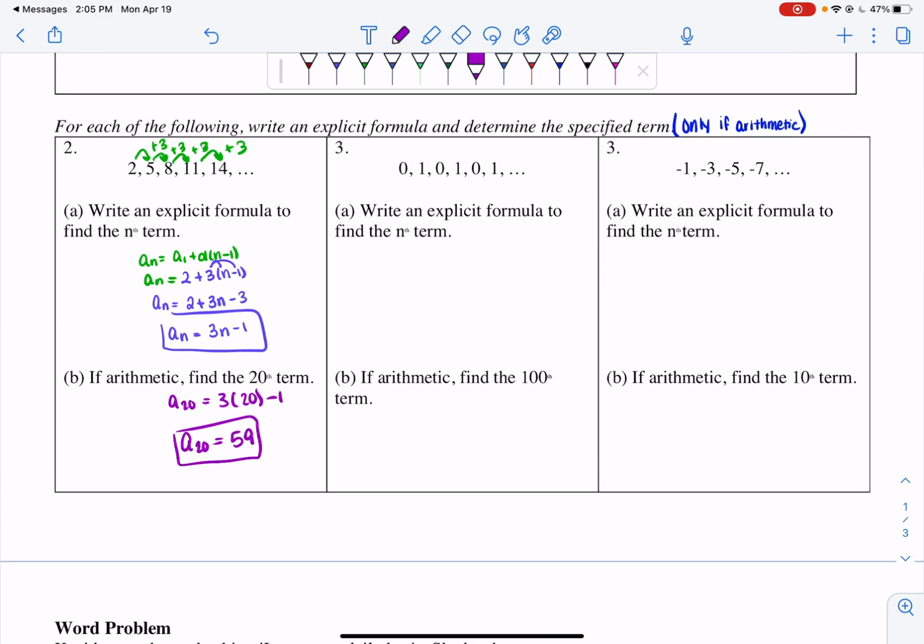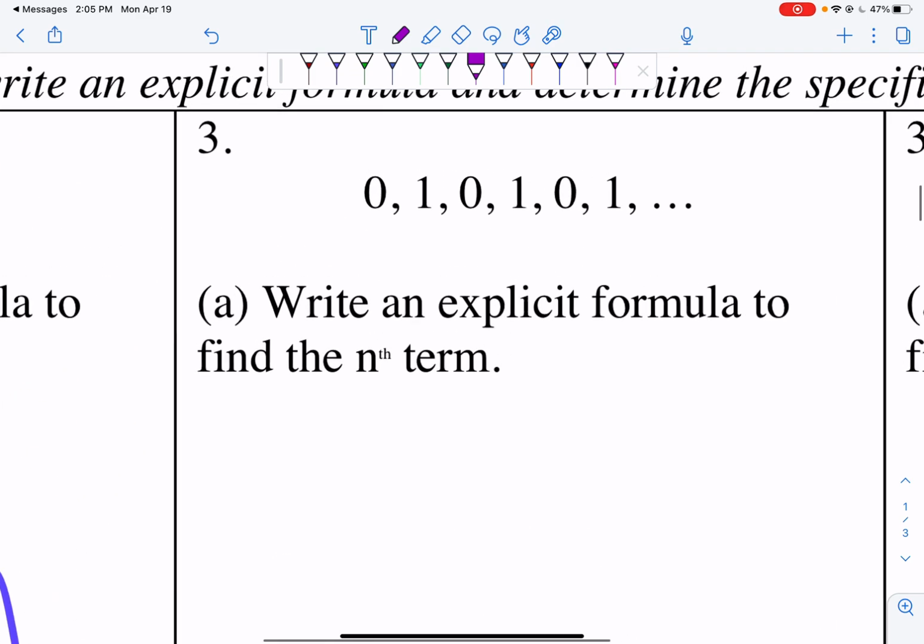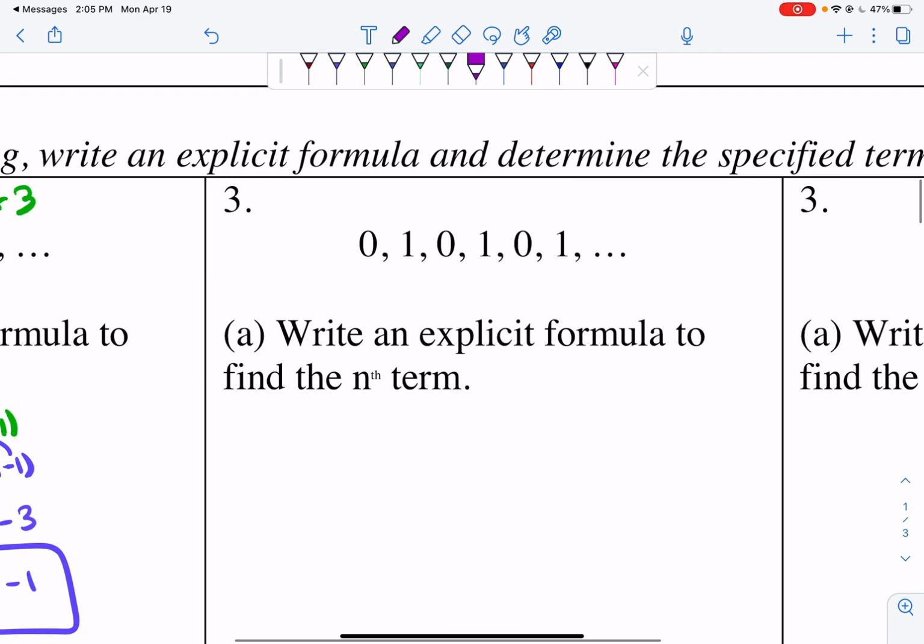Okay, let's go on to our next one. So in this one, we have 0, 1, 0, 1, 0, 1. Looks a little weird. Part A says, write an explicit formula to find the nth term. So let's look. First, we have to figure out, is it arithmetic? So going from 1 to 0, I go down 1, 0 to 1, I go up 1, 1 to 0, I go down 1, 0 to 1, I go up 1.